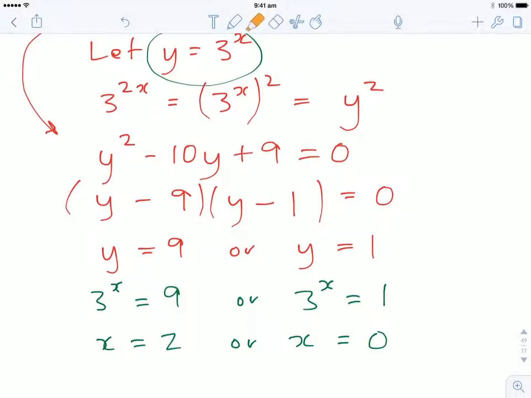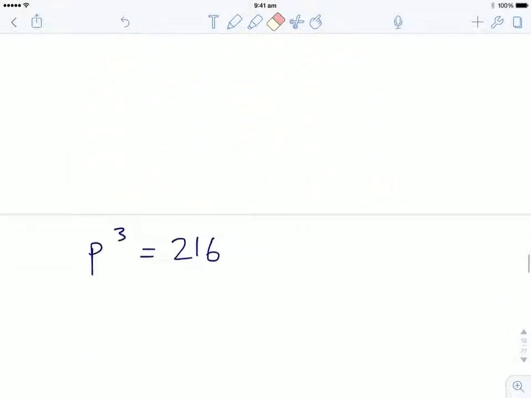Sometimes also one of these solutions may end up being negative. So when you factorise the quadratic, you might get something like 3 to the x equals negative 1, for example. There's no solutions for that. 3 to the power of x is always going to be a positive number, so you can't get any solutions for that one there. But in this case, we've got two solutions of 0 or 2.